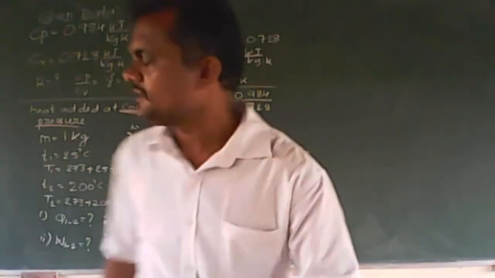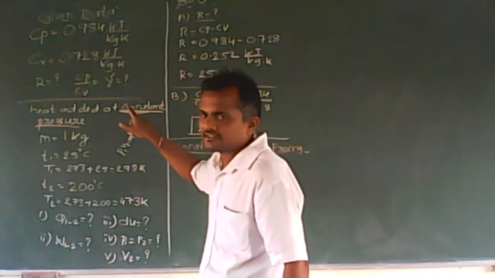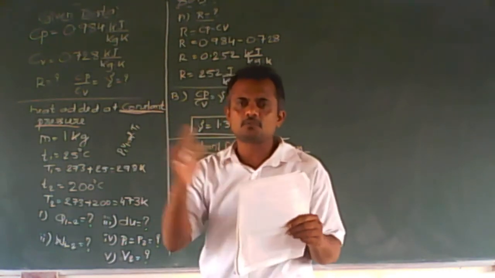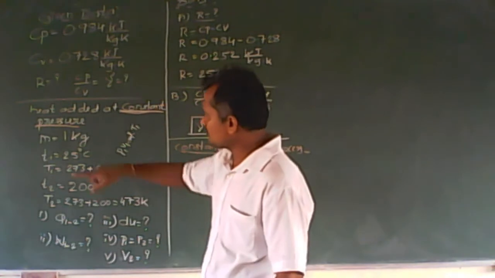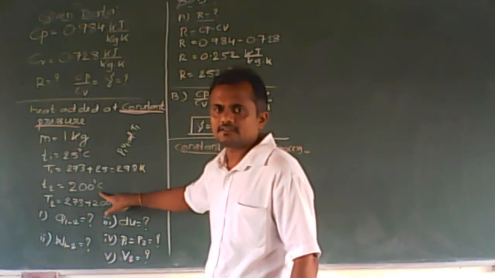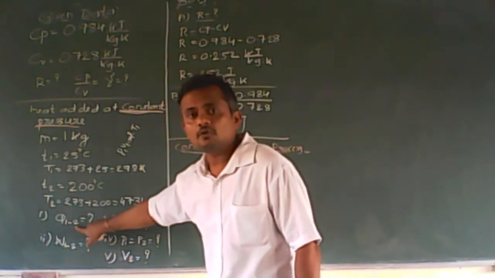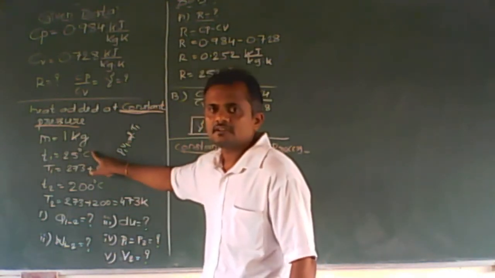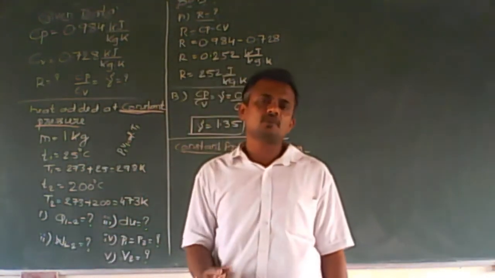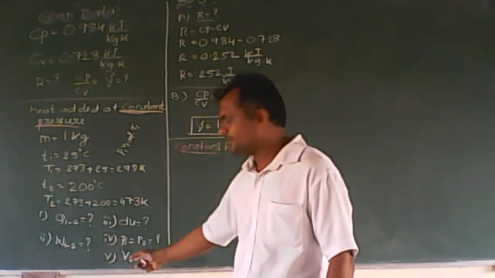I have to calculate these parameters, like what is the heat supplied. As you know, addition of heat takes place at constant pressure, in a constant pressure system the piston will be movable. When we add heat, the temperature is increased from 25 degrees Celsius to 200 degrees Celsius. Definitely we have to calculate how much heat is added so that the temperature is increased from 25 to 200. At the same time, what is the work done? How much work is done by the piston? And what is the internal energy? And we also have to calculate P1, P2 and V2.